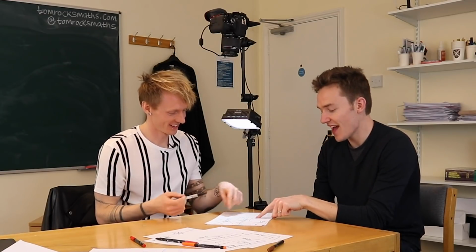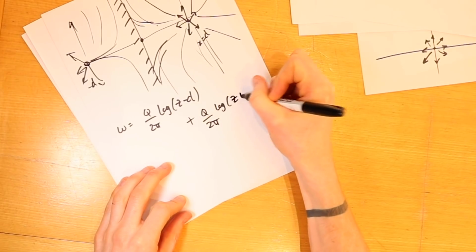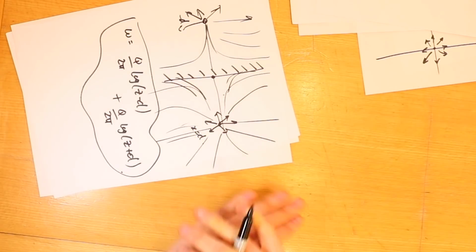Oh, that's clever. So then we just add this to log of z plus d. Exactly. So this is then just q over 2 pi times log of z plus d. That's lovely. And so that would then give us the potential with the wall. You take its complex derivative, and that gives you the velocities. And then it'll work out such that along the wall, the x component is 0.